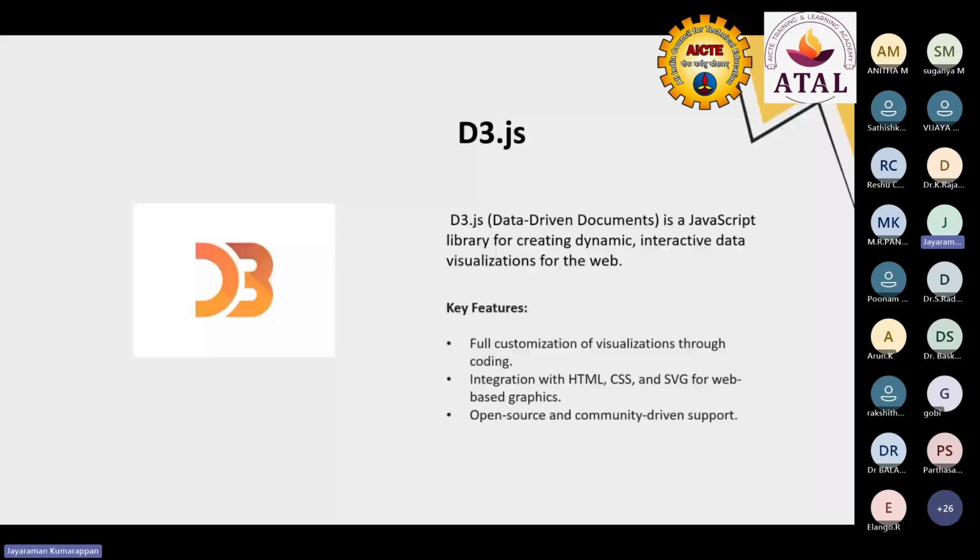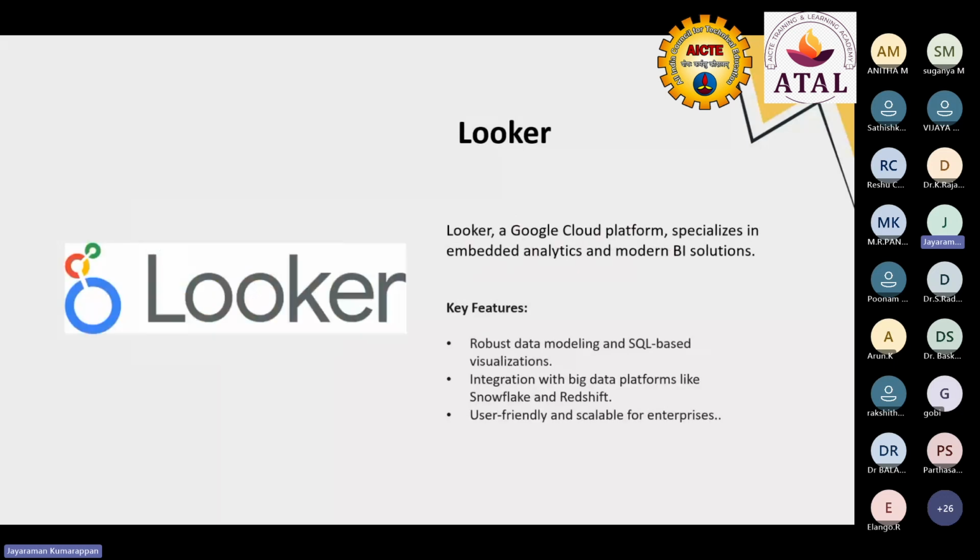A company that uses D3.js is the New York Times. The New York Times uses D3.js to create interactive visualizations for news stories, such as election maps and COVID-19 tracking dashboards. So it enhanced reader engagement and information retention.